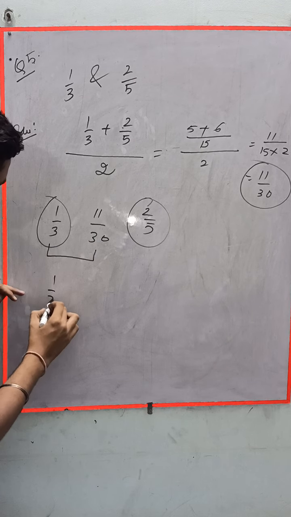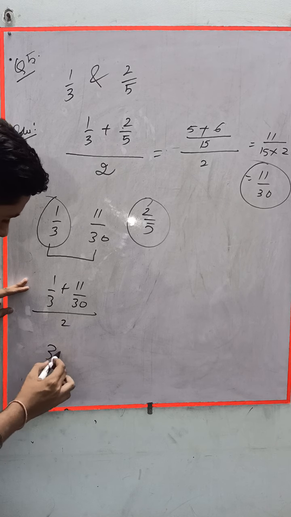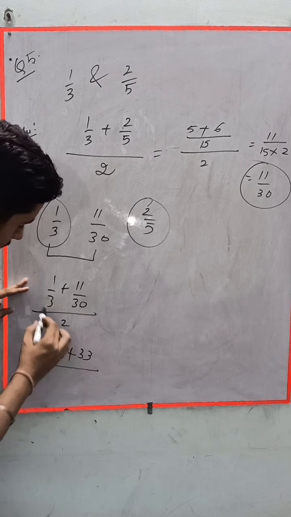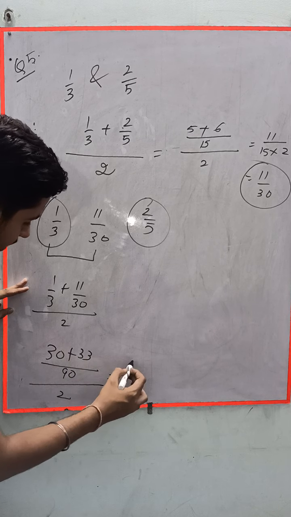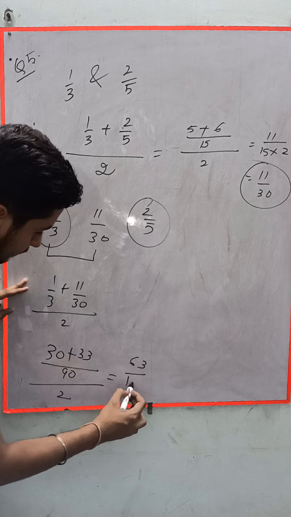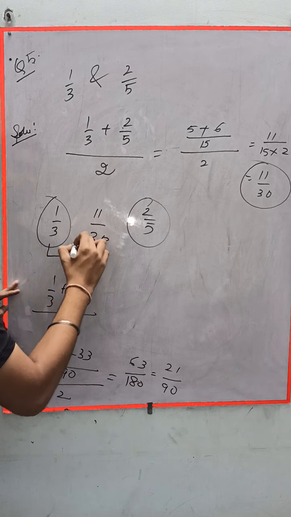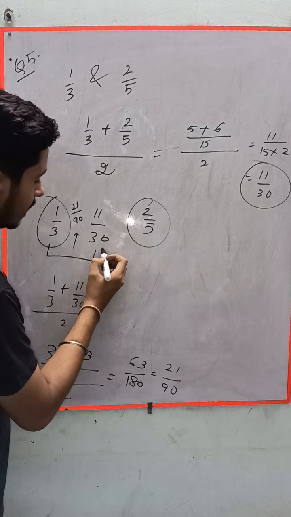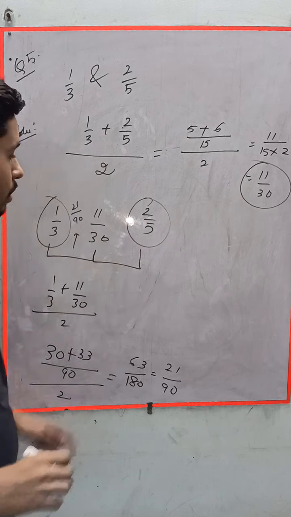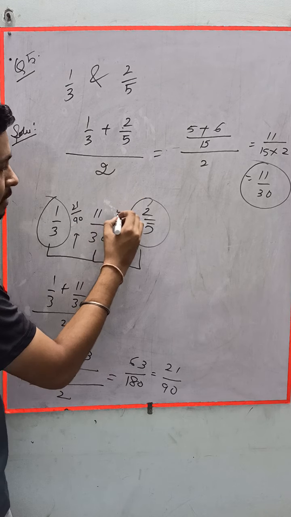So we can easily find (1/3 + 1/30) whole divided by 2. Here (30 + 33)/(3 × 90) whole divided by 2. It will give you 63/180 or 21/90. So in between of them, you got 21/90. Similarly, can you find a rational number between these two, this one and this extreme value? So you will get one more answer.